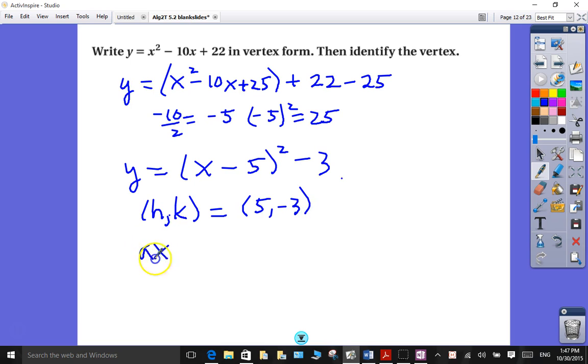What is the axis of symmetry? The equation for the axis of symmetry. It's x equals 5, right? It's a vertical line going to the vertex. So remember, a vertical line is x equals a constant. So what constant is it? It's 5. X equals 5.